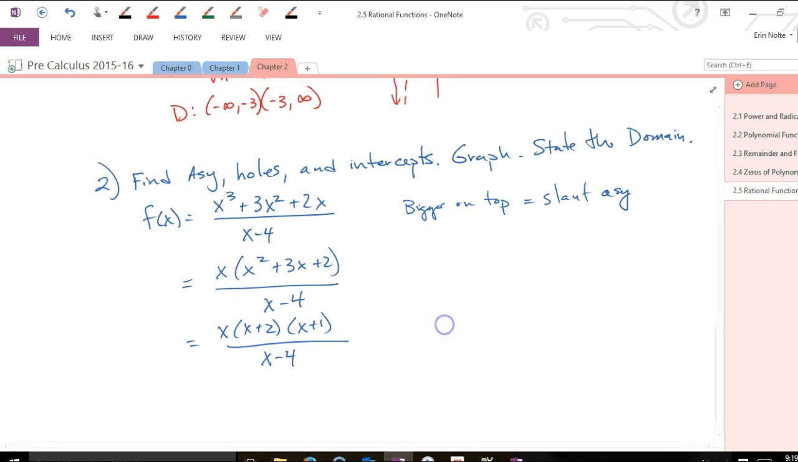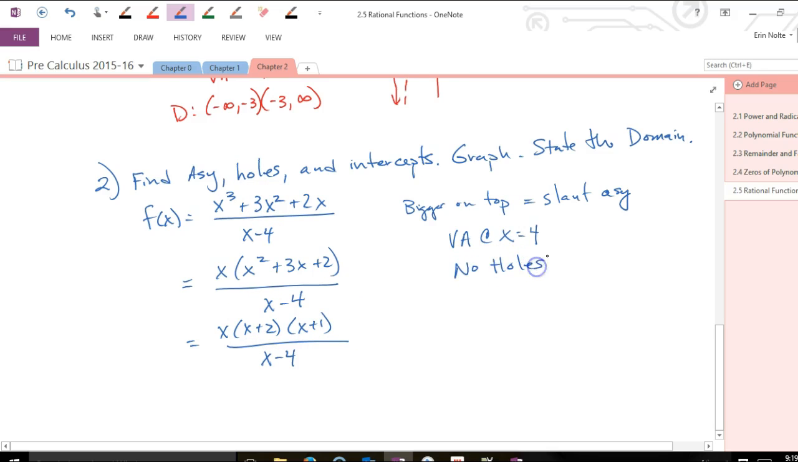Okay, so holes are really easy to see when you factor these out. A hole would be created if you had like an x minus 4 on the top and on the bottom and they could cancel out. But since it does not cancel, that means that there is a vertical asymptote. Okay, so we have a vertical asymptote at x equals 4. It also asks us to identify holes. Are there any holes? Anything cancel out? Okay, nothing canceled, so there are no holes.